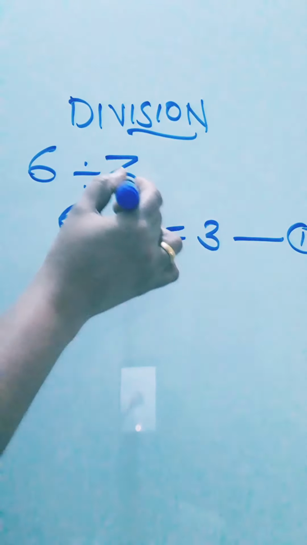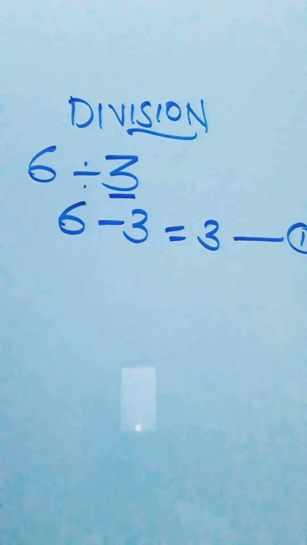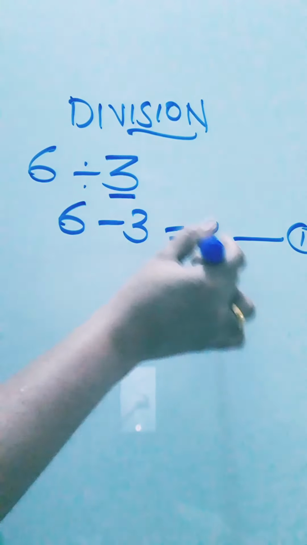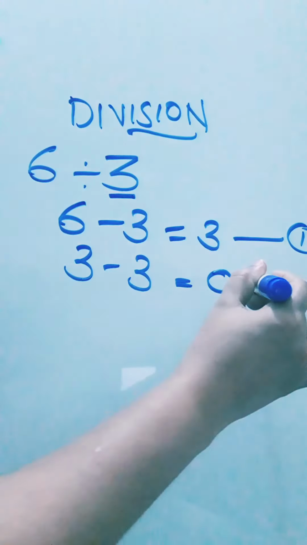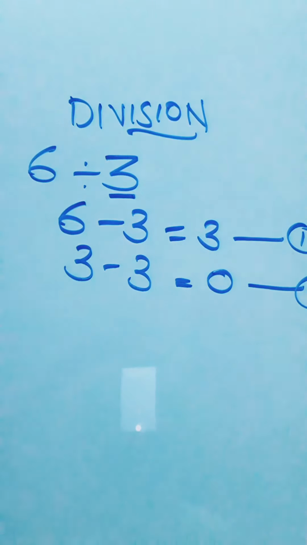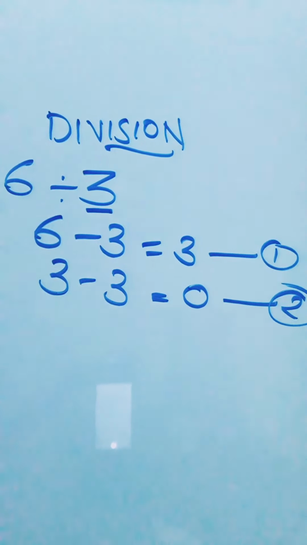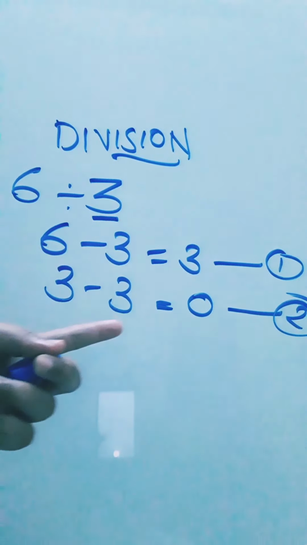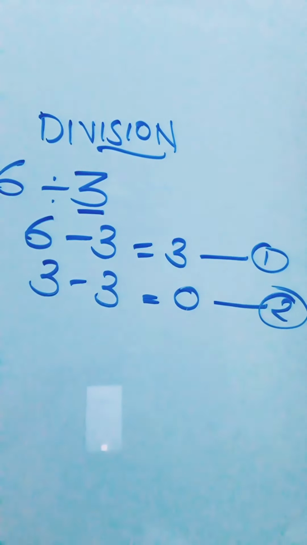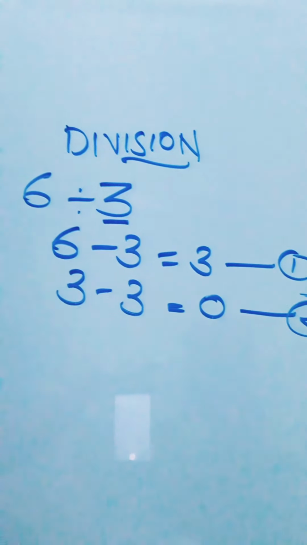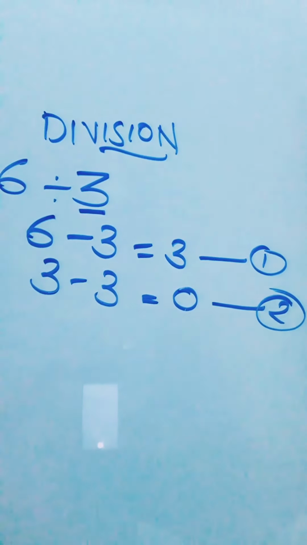Now I should do again 3 minus 3 because I have to distribute to 3 students. So next step is 3 minus 3. 3 minus 3 is equal to 0. That is the second step. So how many steps have I taken to get to 0? 2 steps. So I can say that 6 divided by 3 is equal to 2.